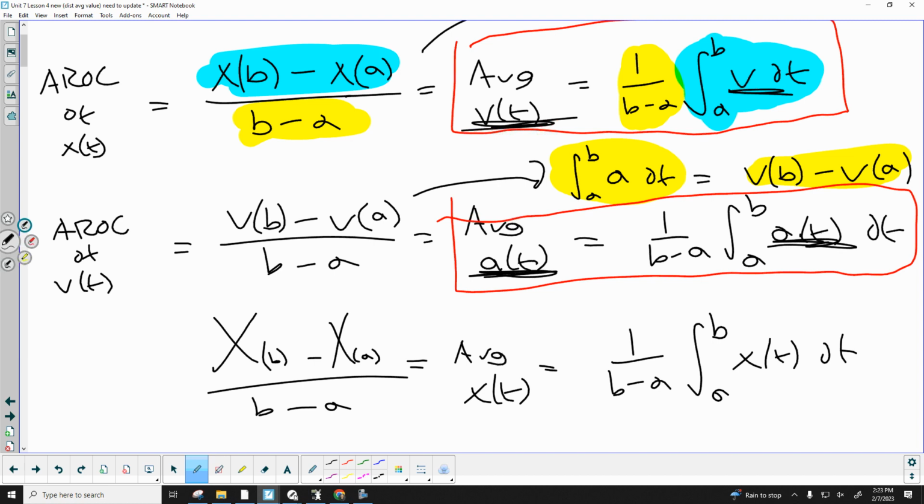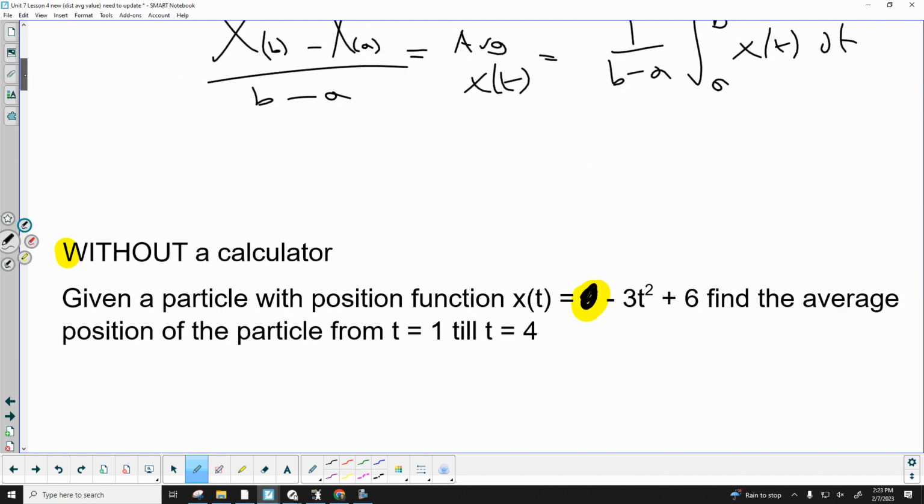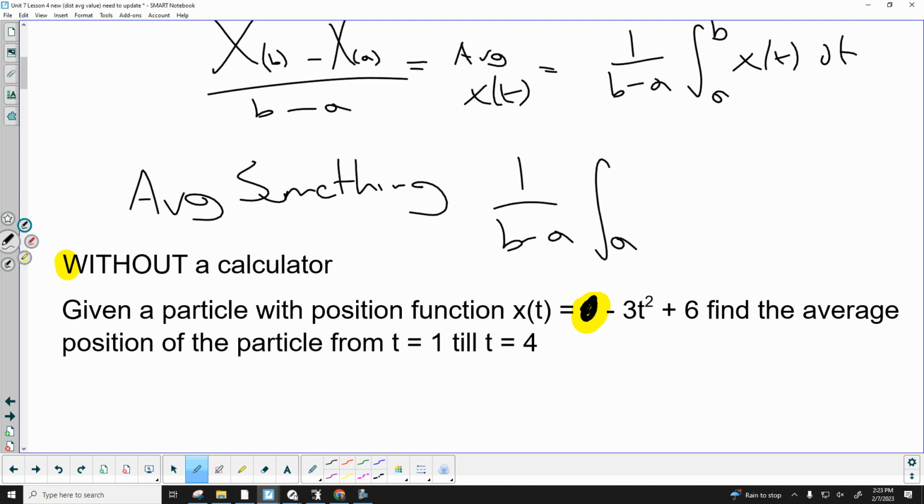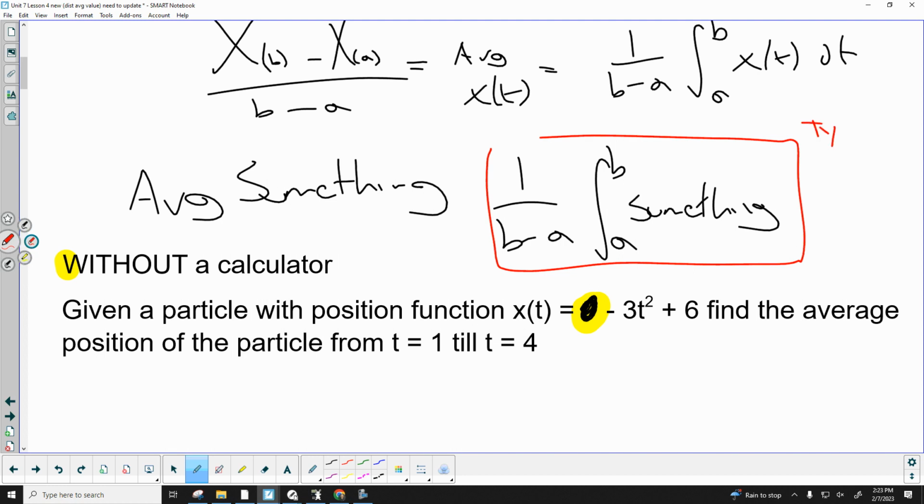Again, this is tricky. You're going to have to just go with it. The key to this, and this is new, is that if you want to find an average of something, you're going to have to do 1 over b minus a, integral from a to b of that something. You will hope that you have a calculator, and you can just type this in. Hooray! If you don't have a calculator, you will have to take the antiderivative of that something.